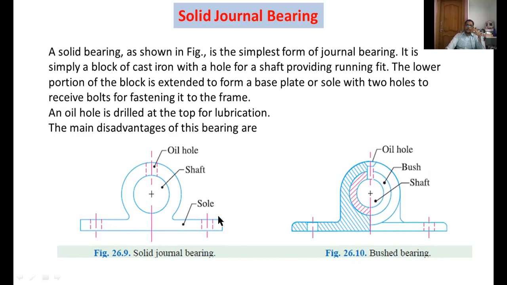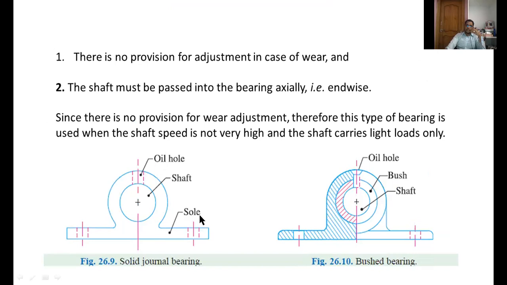Now this is the solid hub. It consists of one hole, which is used for inserting the shaft. At the top of this hub there is an oil hole, drilled at the top of the bearing for lubrication purposes. The main disadvantage of this bearing is that there is no provision for adjustment in case of wear. The shaft must be passed into the bearing axially, that is endwise, since there is no provision for wear adjustment.